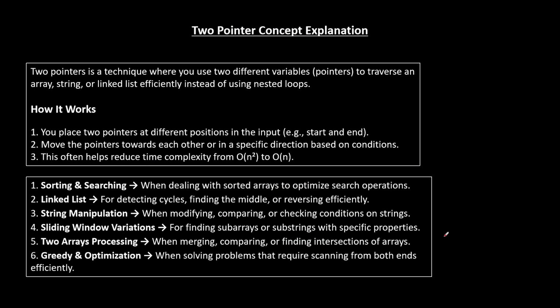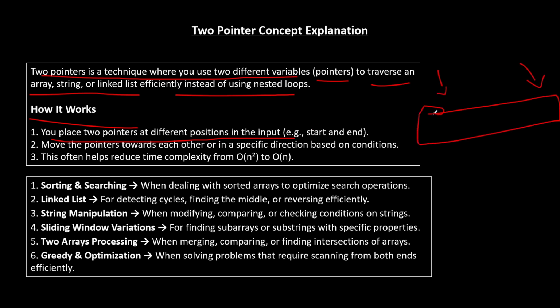Before going to the approach, let's understand what this two pointer concept is. Two pointer is a technique where we use two different variables, which will be pointers obviously, to traverse an array, string, or linked list efficiently instead of using nested loops. How does it work? You place two pointers at different positions. The common one is the starting position of the array and the ending position of the array. Move the pointers towards each other in a specific direction based on the conditions. So you have to move pointers towards each other based on the conditions where they're going to be terminated. And this also helps in reducing the complexity from O of n squared to O of n.